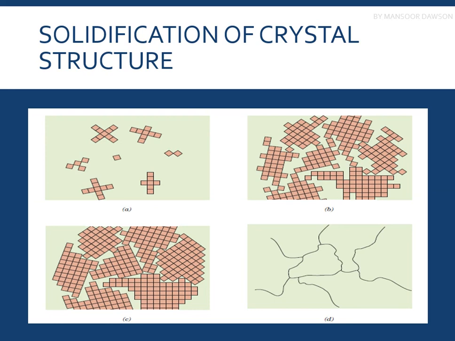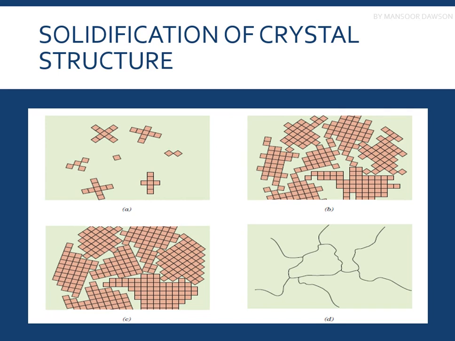In figure A, you can see that small nuclei are being formed while a material is being solidified from a liquid state. These small particulates are called nuclei. In figure B, as more liquid is transferred into the solid state, you can see that these nuclei are now growing, and the gray area is still the liquid part.